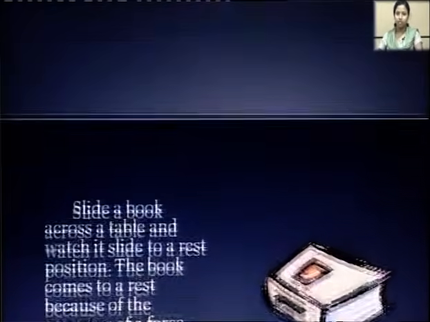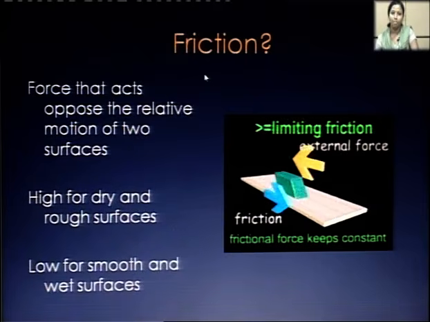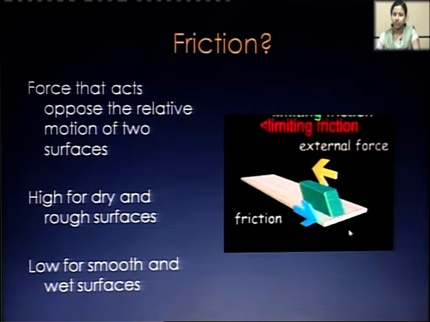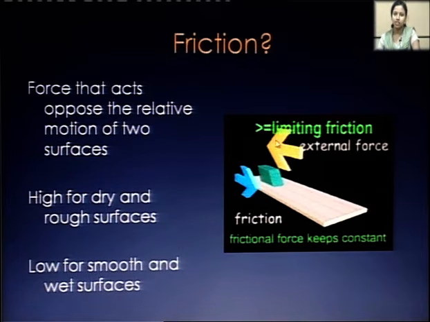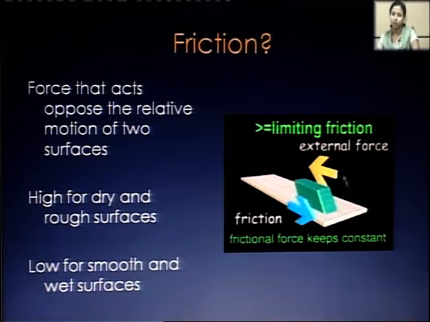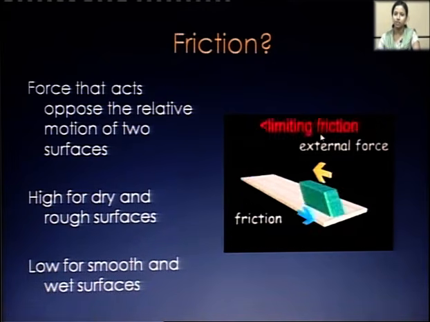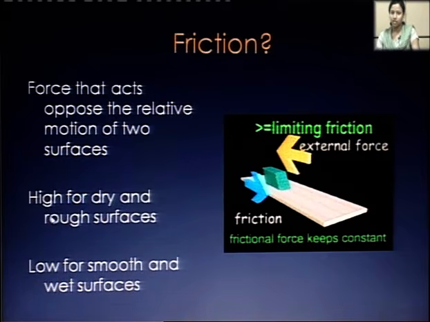This is the same example of the book. So here we can easily see pictorially that if the motion is in this direction, the force of friction is in the opposite direction, so at this point the limiting friction becomes maximum, and after that friction decreases. The force that acts opposite to the relative motion of the two surfaces is called the force of friction.